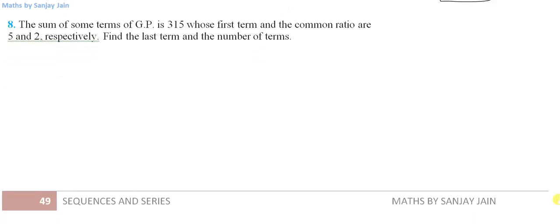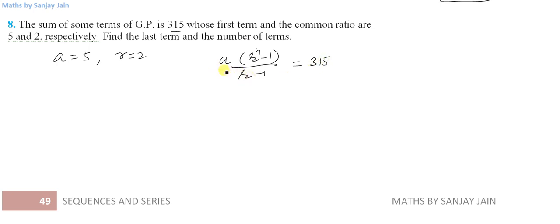The sum of some terms of a GP is 315, whose first term and common ratios are given. So this is GP, first term is 5, common ratio is 2, and sum of some terms is 315. Let us say this is sum of n terms, right? So what is sum of n terms of a GP? A r raised to power n minus 1 divided by r minus 1, and it is equal to 315.